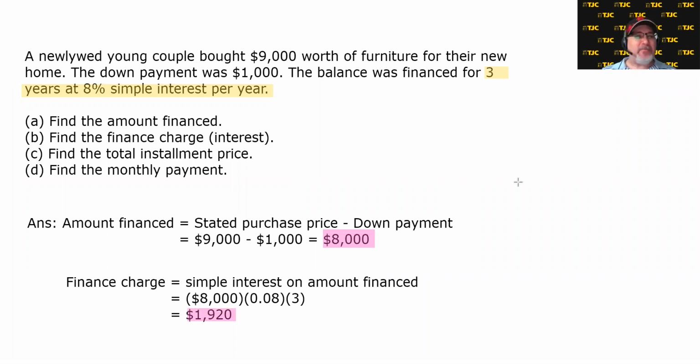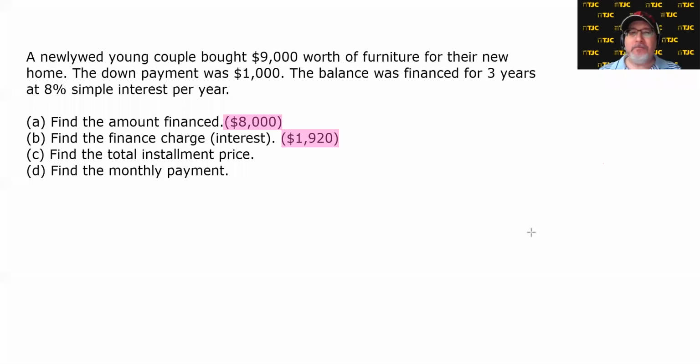All right. We still got to find the total installment price and the monthly payment. So let's go to the next page and do that. Okay, so here's the problem with our first two answers. We're financing $8,000 and our total finance charge is $1,920. Our next step is to find the total installment price.